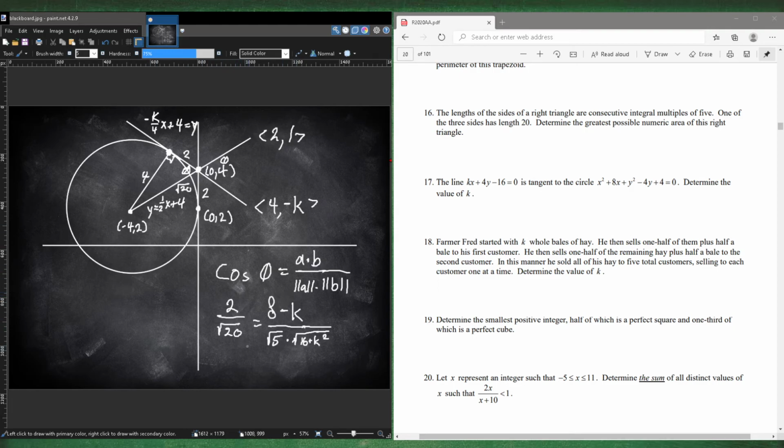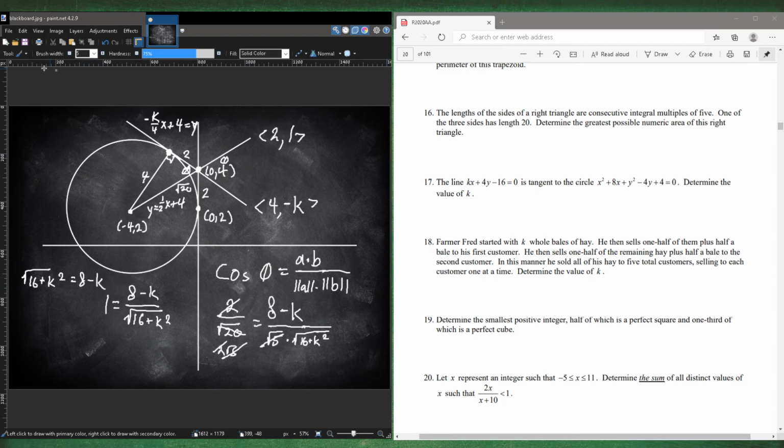So what do we do now? Well, basically, what do we know square root 20 is? Well, that is just 4 times 5, so that is just 2 square root 5. So cancel out the 2's here. And then I see the square root 5, so cancel those out here. So basically, this side is just equal to 1. So 1 is equal to 8 minus k divided by the square root of 16 plus k squared. And then we could just move it to the other side. So that's just square root of 16 plus k squared equals 8 minus k.